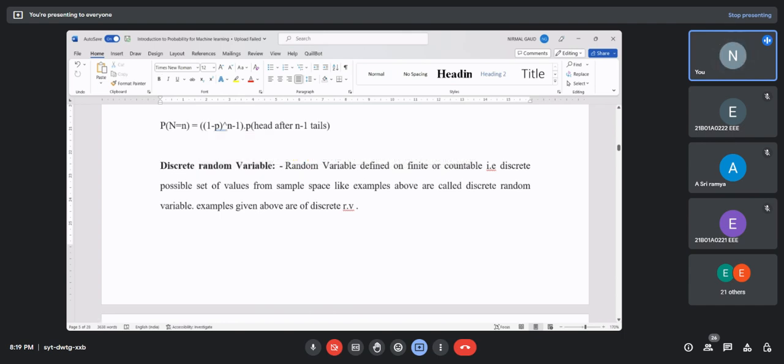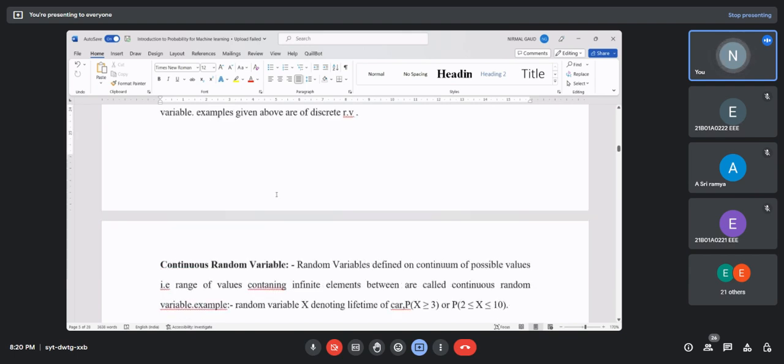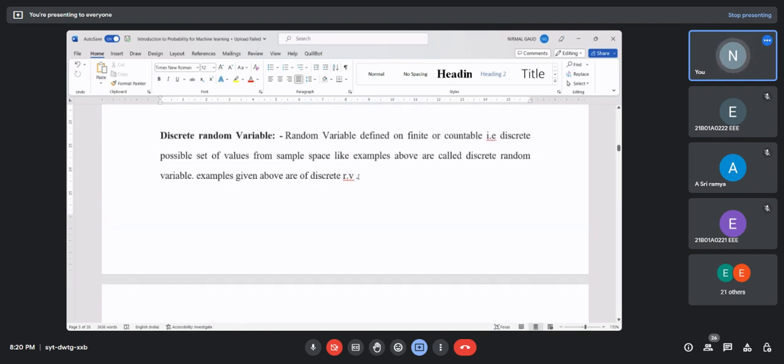Discrete random variable means a random variable defined over a finite or countable set of values. It's called a discrete random variable. Countable values. If I'm going to apply this, you are defining a function over that, so it's a discrete random variable. Let us take some example. If I only consider 0 and 1 values, it's discrete in nature.